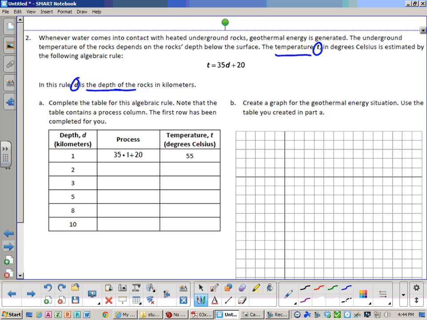D is the depth of the rocks. So D is the depth of the rocks. T is the temperature of the following. Let's see, honestly, I don't even know if we really needed this. It just says complete the table for this algebraic rule.